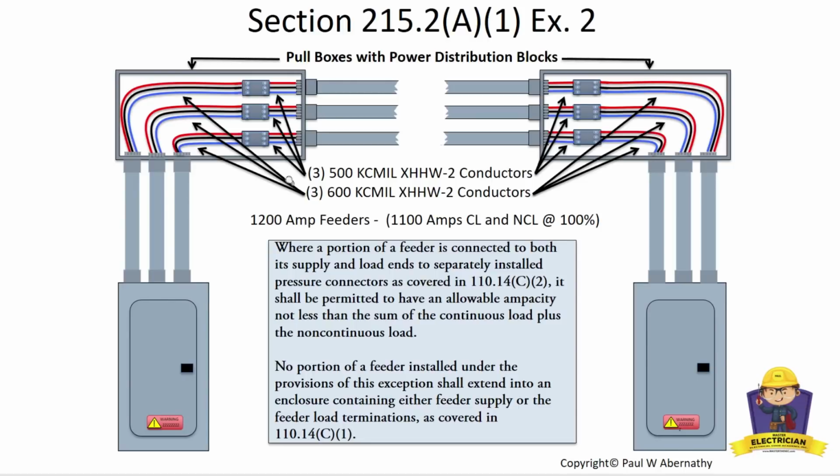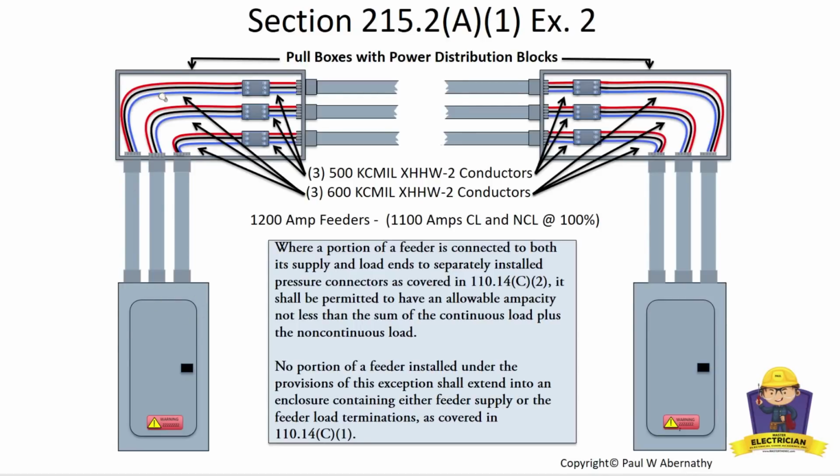So take this one, for example. I have 500 kcmil here. There are 3 parallel sets. And over here, I have 600 kcmil. The code is stating, look, this part right here that you can't use, and this is the block it's talking about. Here are the pressure connectors in here. This portion here only has to handle 100% of the continuous load and the non-continuous load. In our example here, it's 1100 amperes. Whereas based on the actual load, we don't know what it is, we didn't do a calculation, but we're assuming it's 1200 amps.